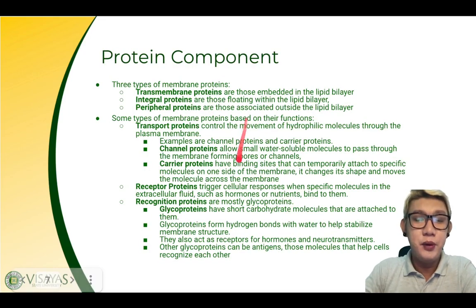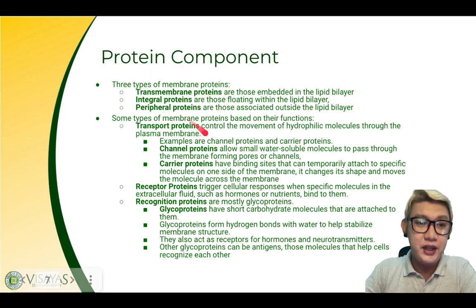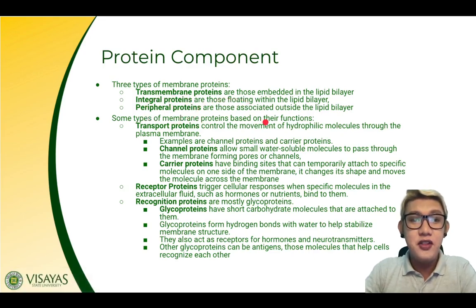The protein components, on the other hand, are of different types depending on the category. If you base it on the type of membrane proteins, then in general there are three: the transmembrane proteins, integral proteins, and peripheral proteins. Transmembrane proteins are those embedded in the lipid bilayer, while integral proteins are those floating within the lipid bilayer, and the peripheral proteins are those associated outside the lipid bilayer.